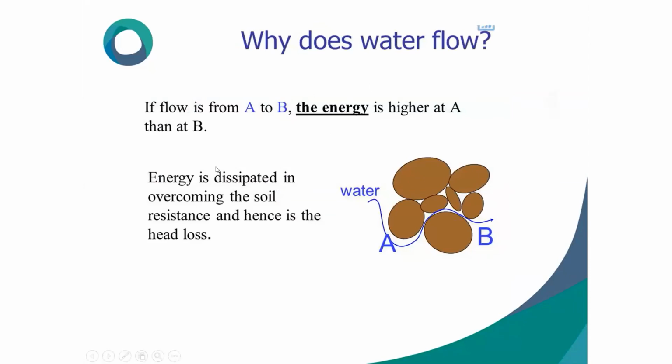Why does water flow? It flows from A to B. The energy is higher at A. When it goes to B, it becomes lower. Energy is dissipated in overcoming the resistance of the soil, and this is head loss.